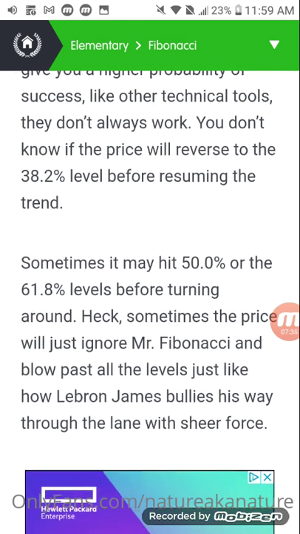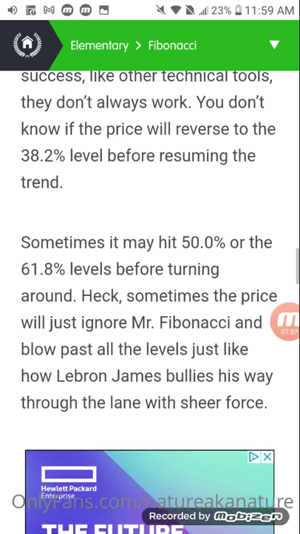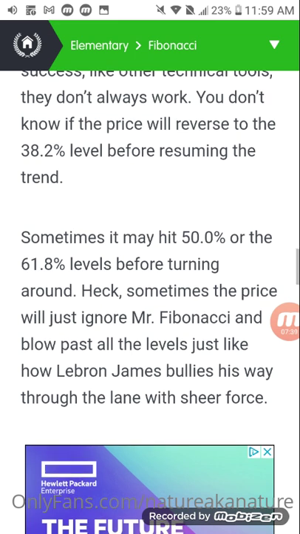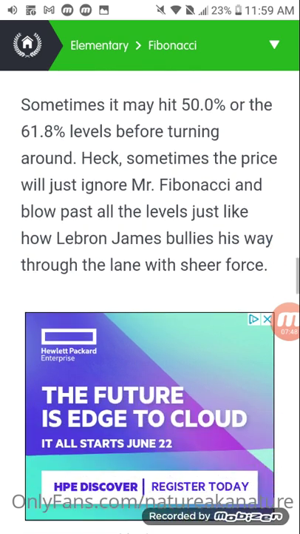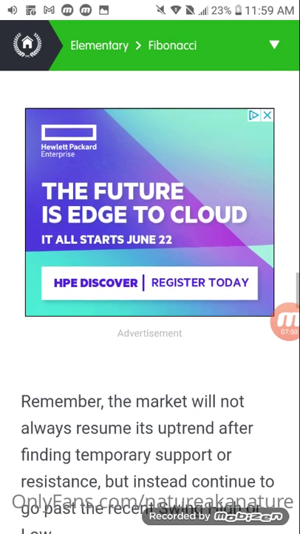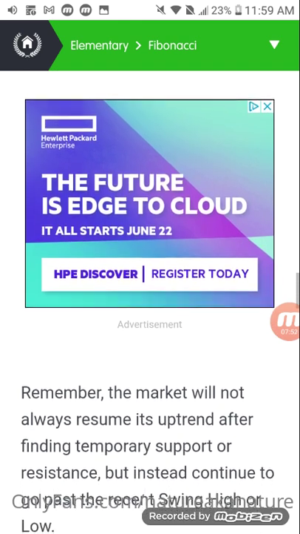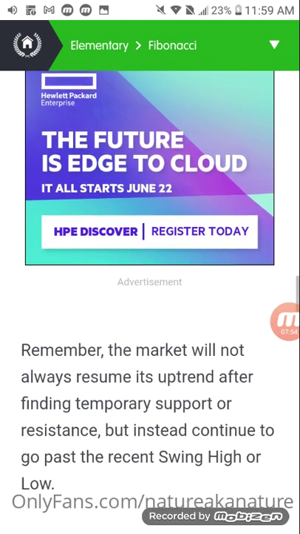Heck, sometimes price will just ignore Mr. Fibonacci retracement levels and blow past all the levels, just like you see in this example. Just like how LeBron James bullies his way through the lane with sheer force. This can happen. So it's always good to not risk all your money in your account, because this can happen.